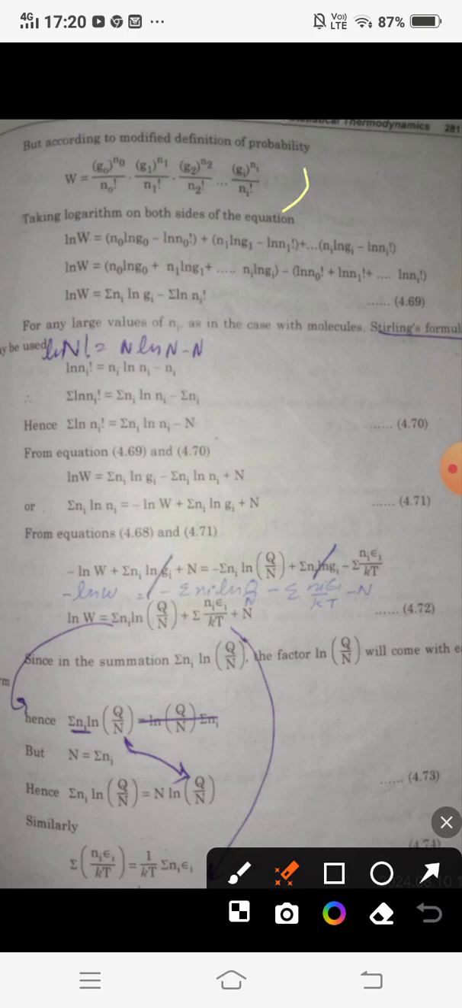When we take this equation into consideration, we will take the natural log. After taking the natural log, all the denominators will become negative, and all other terms will come simply in the form of positive, like N naught.